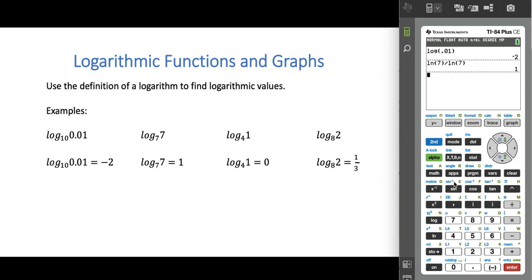Or you have to use the change of base formula that's built into your calculator. To access that, you have to press the math button. And you're not going to see it on the screen. This arrow indicates that there's more choices. So you have to scroll until you see it's choice A, log base. So if I press on that, that allows me to change the base in my calculator. So I could put a 7 as the base and a 7 as the argument and get my answer of 1. That would be helpful for this problem, wouldn't it?